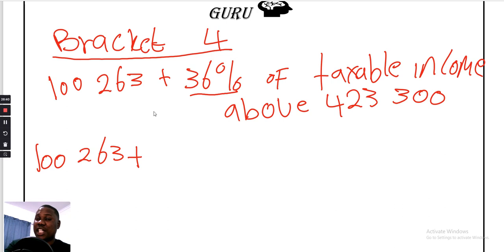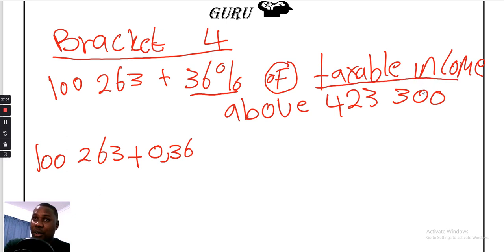Okay, so if we change 36% to decimal form, it's going to be 0.36. Then remember the "of". About the "of", I said we are going to change the "of" into multiplication. But here, the problem is we have two amounts after the "of", meaning we have to open the bracket. We have to change the multiplication into the bracket so that we can deal with the two amounts that come after the multiplication.